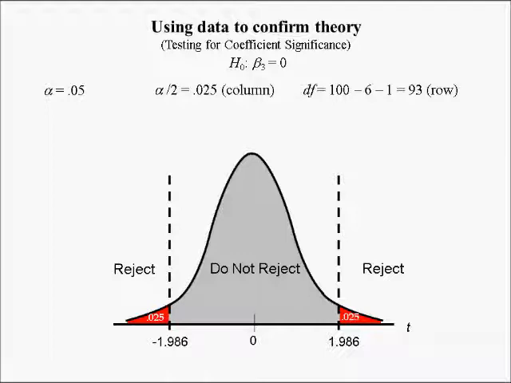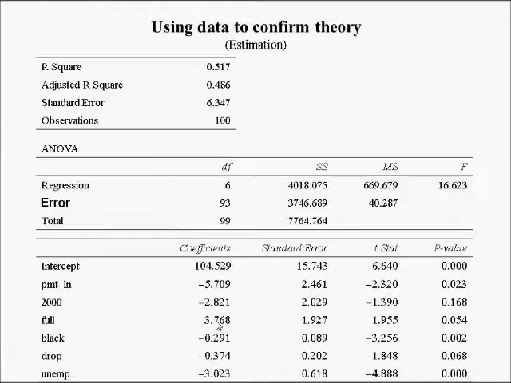Next, we move to the third coefficient. Again, alpha divided by 2, the degrees of freedom, and the reject region don't change. The only thing that changes is the t-stat. Remember, the third coefficient belongs to the full sanction variable, and its coefficient was 3.768. Its standard error is 1.927. Divide the two and you get 1.955, and the p-value is 0.054.